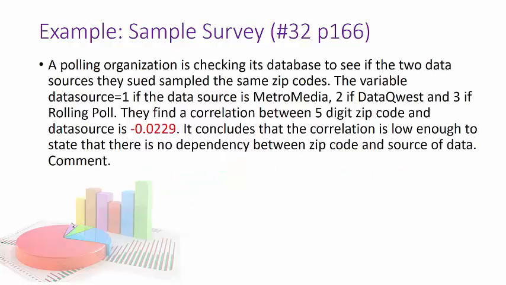A polling organization is checking its database to see if the two data sources they used, not sued, sampled the same zip codes. The variable data source equals 1 if the data source is Metromedia, 2 if DataQuest, and 3 if Rolling Poll. They find a correlation between 5-digit zip code and data source is -0.0229. It concludes that the correlation is low enough to state there's no dependency between zip code and source of data. And we ask you to comment.